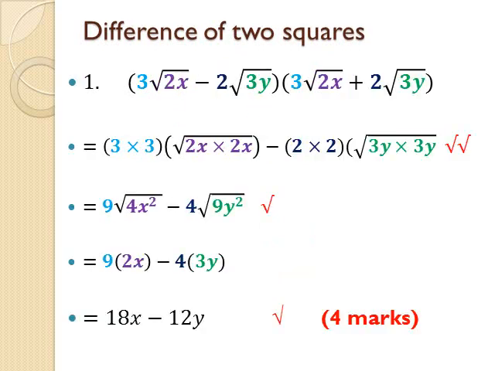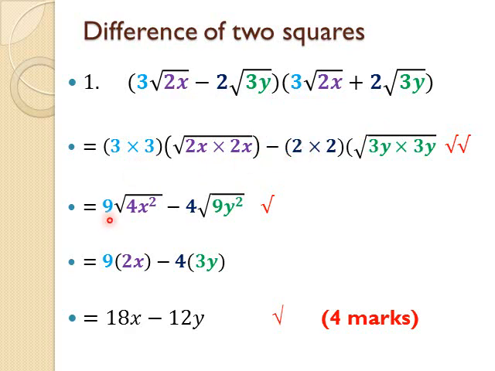Go to problem number 2. Right, again difference of two squares. As you can see, that one I've shown you in the beginning. So there, 3 times 3, square root 2x times square root 2x simply becomes 1 big square root, 2x times 2x. Negative times positive would become negative. 2 times 2. Square root 3y times square root 3y simply becomes square root 3y times 3y. So 2 marks there for correct distribution.